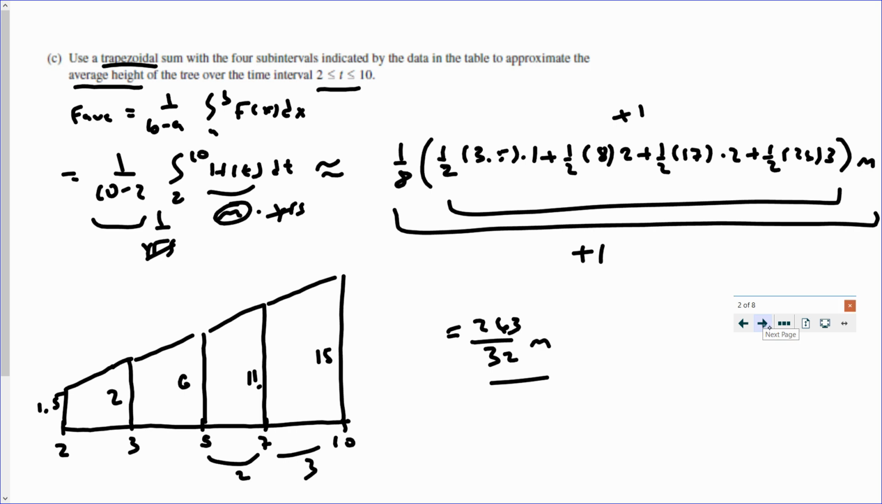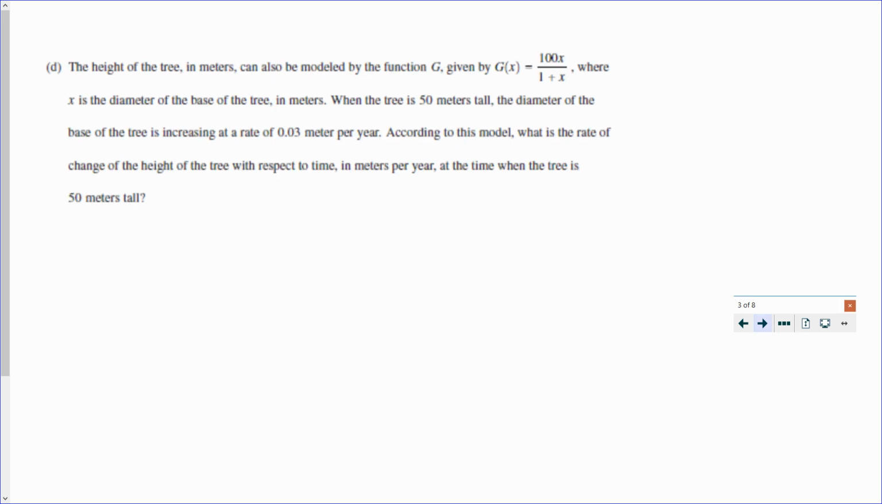All right, part D. We're mathematicians. We love the part D. All right, it says the height of a tree can also be modeled by this function. So now they've given us g of x, which models the height of a tree as an equation, where x is the diameter of the base of the tree. When the tree is 50 meters tall, so they're giving me the height, so they're giving me g right here. The diameter of the base of the tree increases at a rate of 0.03 meters per year.